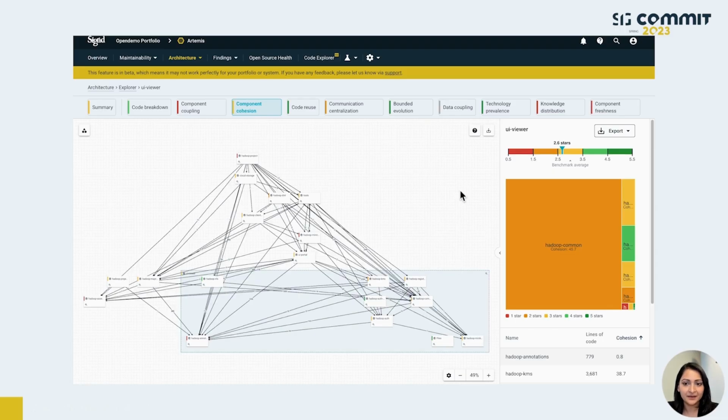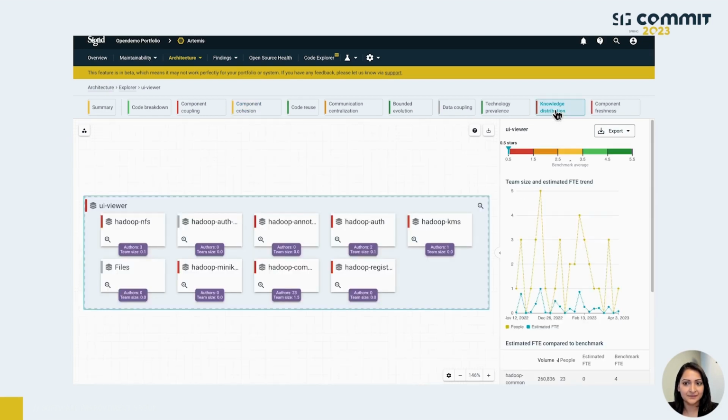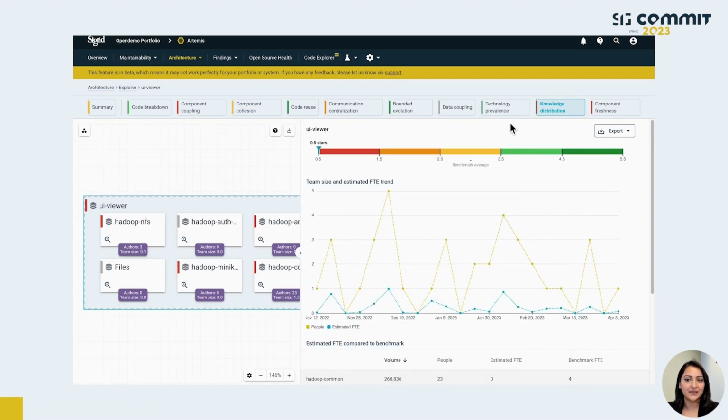So another area I'd like to focus on is knowledge distribution. This also scored poorly within our benchmark average, so let's see what we can find here. With knowledge distribution, we take the git commit history or version history and aggregate the data to see how evenly distributed knowledge is across development teams.